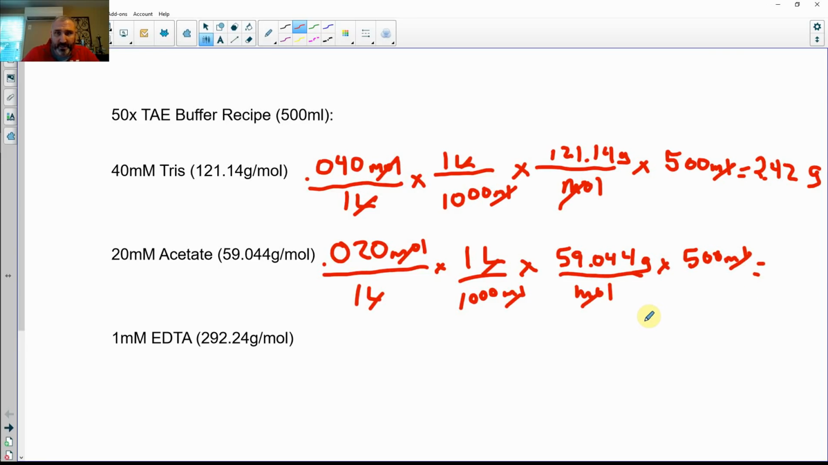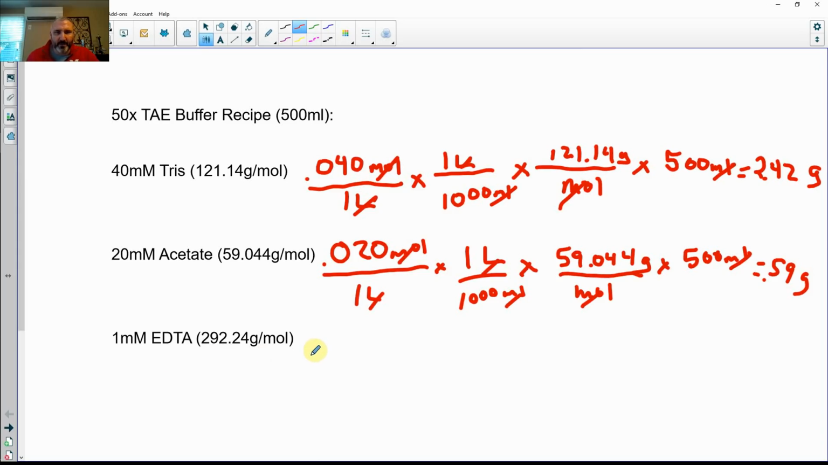0.02 times 59.04, enter, times 500, enter, divided by 1,000. That's going to be 0.5904 grams. I'm out of space, so I'm going to go with 0.59 grams.